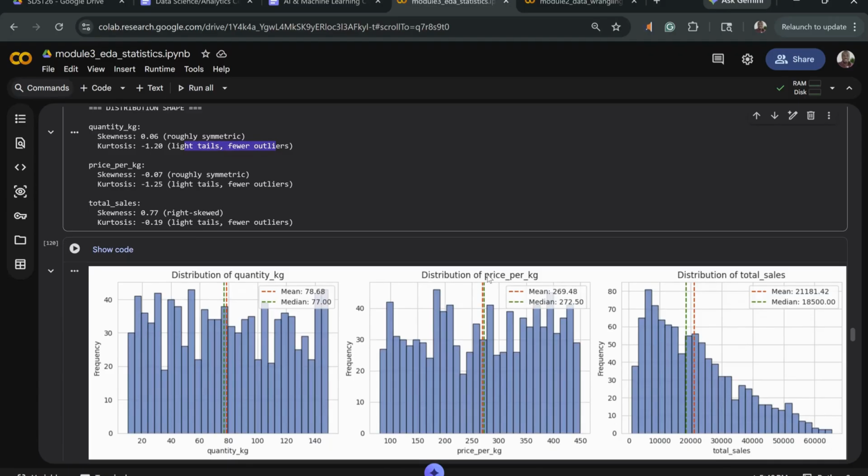How about the distribution of prices? The prices we say is roughly symmetric, and it also has light tails and fewer outliers. How about for total sales? Now we see that the total sales is right skewed. You see the tail is extending to this side, so we have some high values pulling to the right. And for kurtosis, we say it's light tails, it's not extremely long like that.